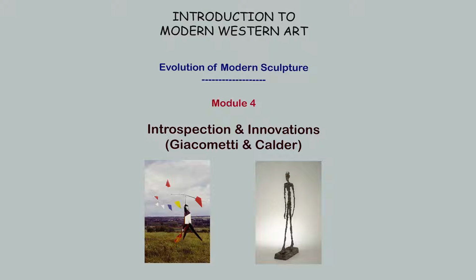In this lecture today, we'll be looking at two distinctively different sculptors working more or less in the same time and contributing very meaningfully to the history of modern Western sculpture. These two sculptors are Giacometti and Alexander Calder.